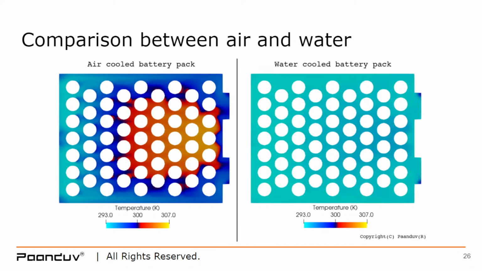And this is a quick comparison between air and water cooled battery pack. You can see that the air cooled battery pack has some dead zones, higher temperatures. Water cooled battery pack is expected to have more uniform distribution of temperature and less extreme dead zone formation. And that's because water has higher heat capacity, so it can take in more heat and take it out of the battery pack. But water is not a practical solution because it has leakage issues.